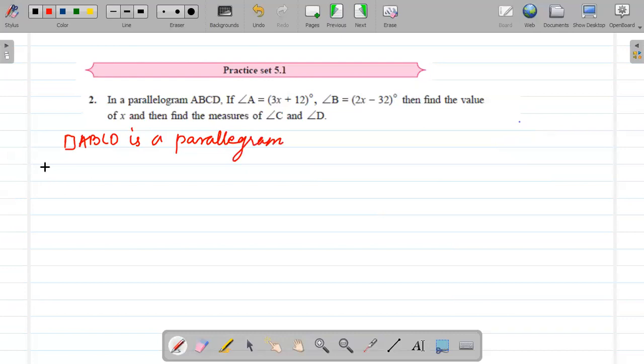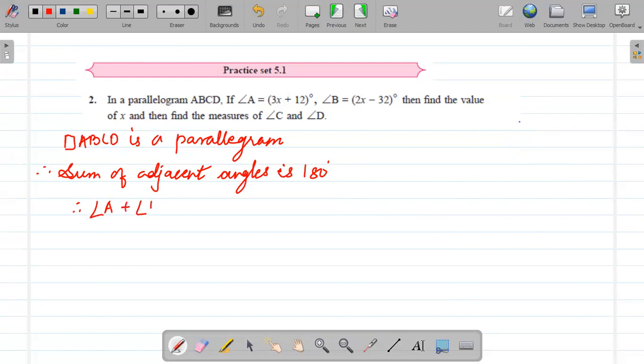So if it's a parallelogram, therefore what can we say? Sum of adjacent angles is 180 degrees. Therefore, angle A plus angle B equals 180 degrees. What is angle A? That's 3x plus 12. And what is angle B? That's 2x minus 32. I'll write it out once again: 3x plus 12 plus 2x minus 32 equals 180 degrees.